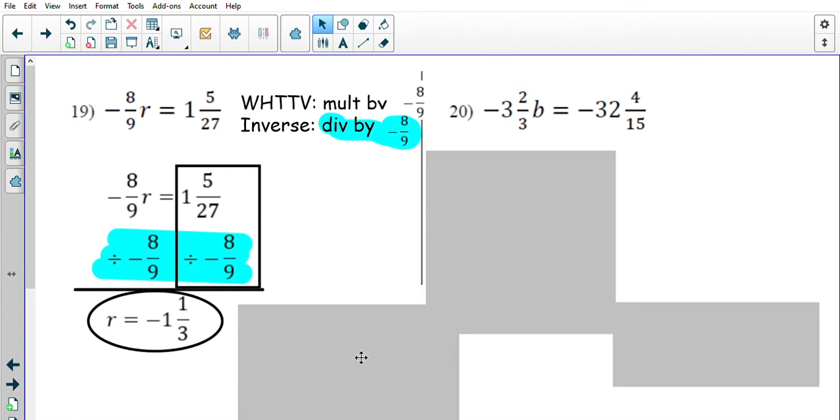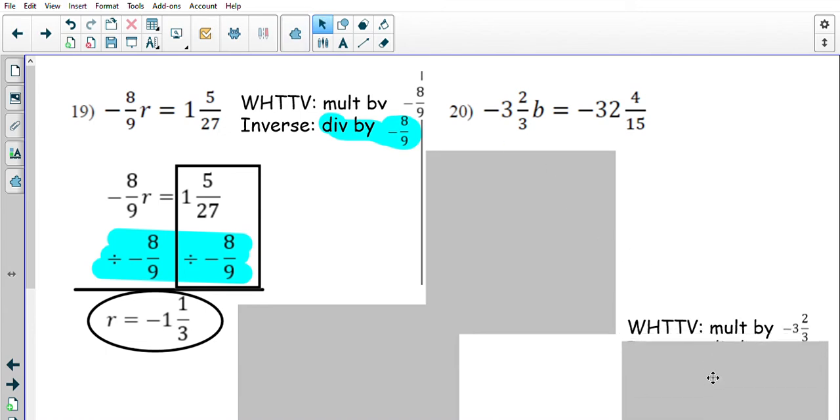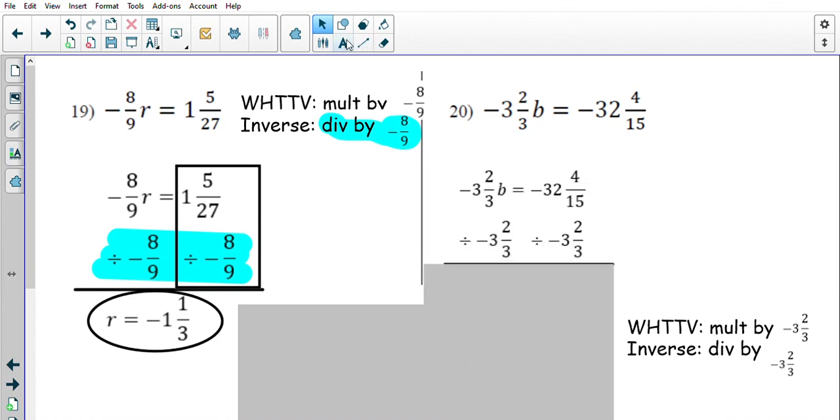All right, last one. We've got -3 2/3 b equals -32 4/15. What's happening to the variable here, and I put it down in the bottom right, is that we are multiplying by -3 2/3. So the inverse is to divide by -3 2/3. So we're going to divide both sides by -3 2/3. Again, let me just highlight my inverse that I'm using here.